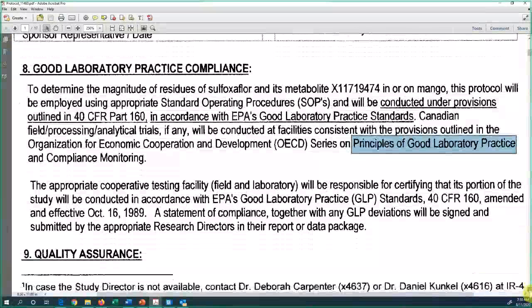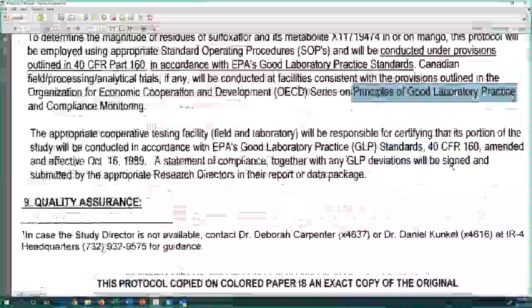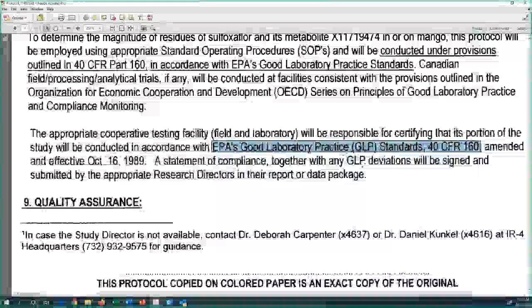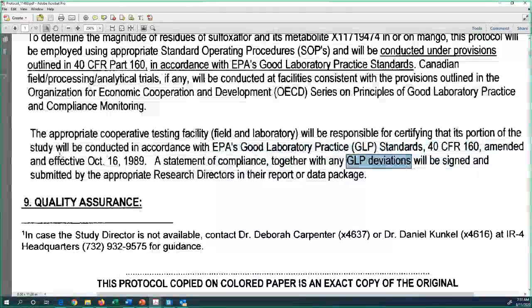And again, they talk about the GLP. You see that. They keep talking about the GLP. Any deviation there, what do you need to do?